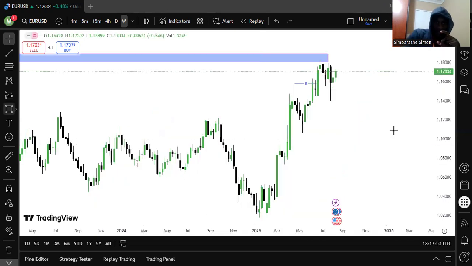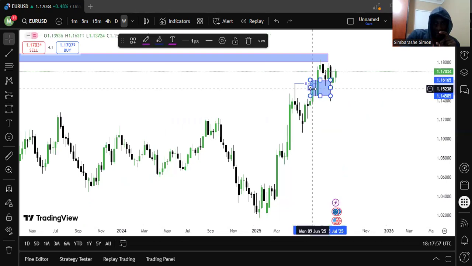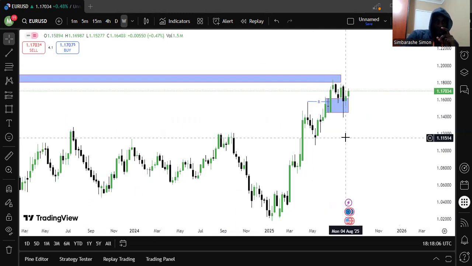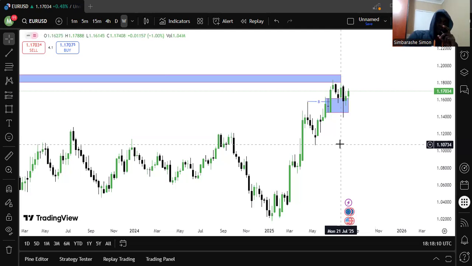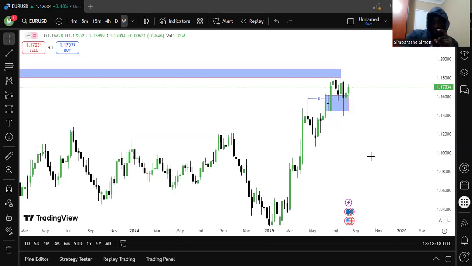Then here I can see an inside bar like this, and we're on weekly. Don't forget that. So here I can just make it like this. So currently, that's what I'm seeing on weekly, guys. I'm a scalper, so I just start from weekly. I say weekly, daily, 4 hours, 15 minutes, 5 minutes, till I get down to 1 minute where I can take my trades.